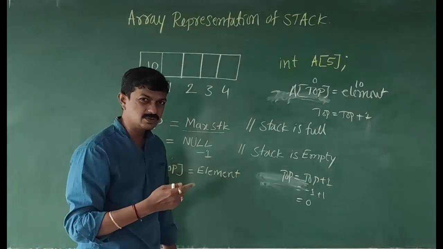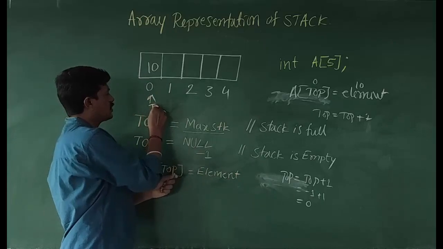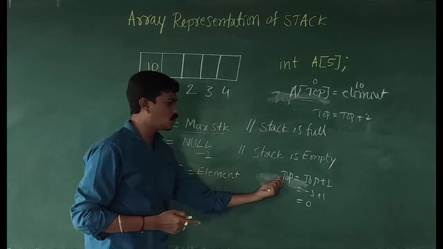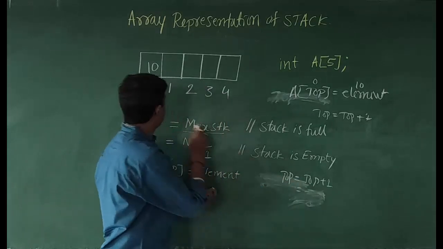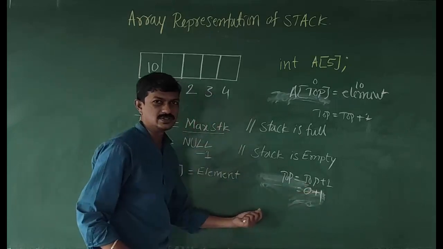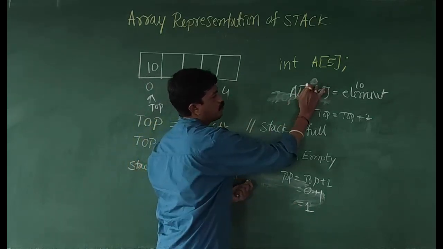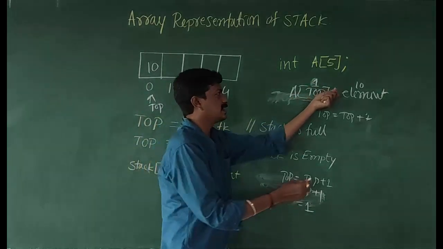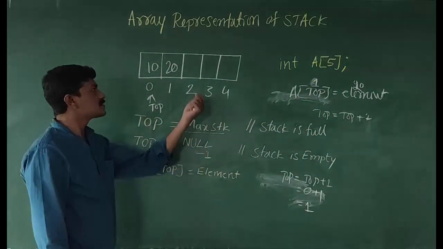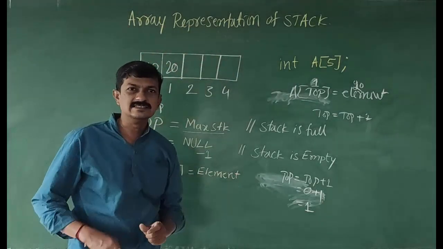Now you want to insert one more element, so increment the top pointer. Now the top pointer is pointing to index 0, so just increase it to the next index, that is top equal to top plus 1. Now top is 0 plus 1, that is top equal to 1. Now at top of first index, insert an element, that is 20. It is how we are representing an array as a stack data structure.